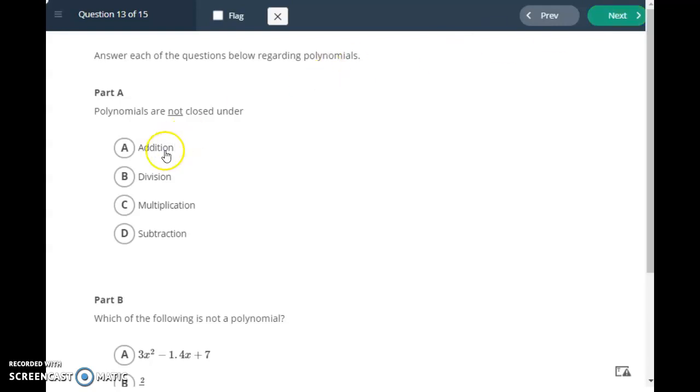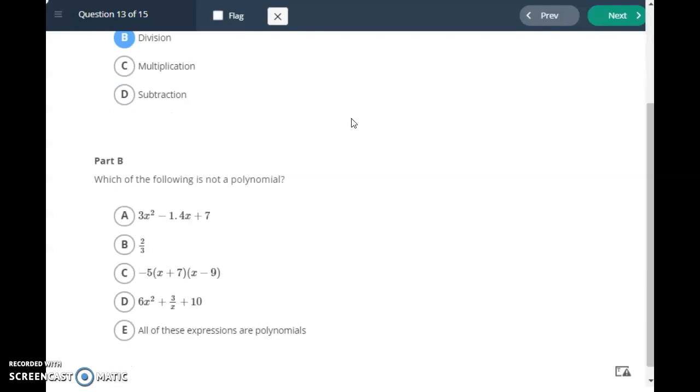Alright, polynomials are not closed under division. That's a fact that you need to remember. You cannot divide polynomials and still expect to get a polynomial as a result.